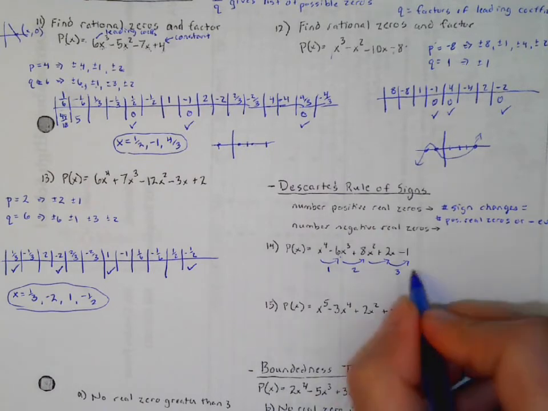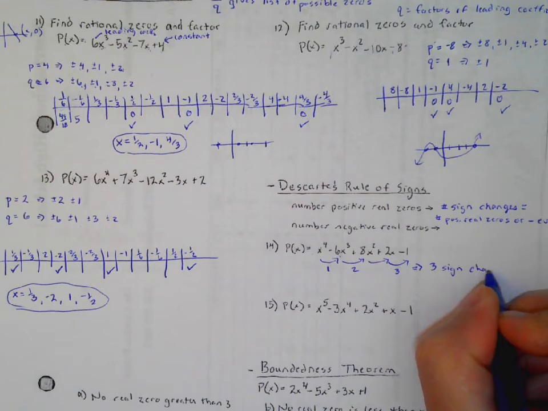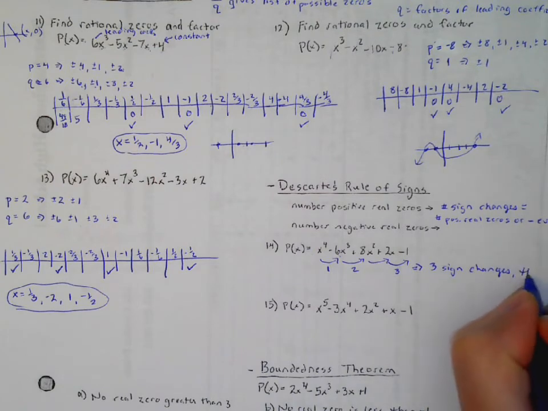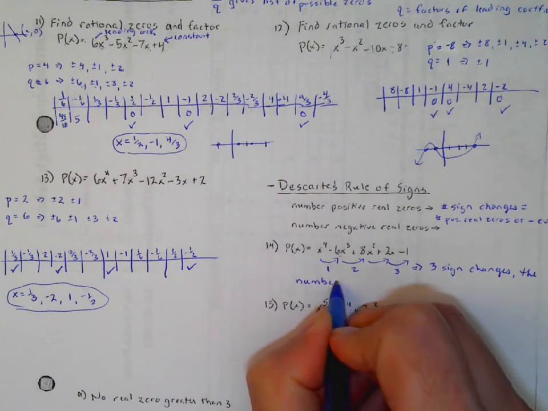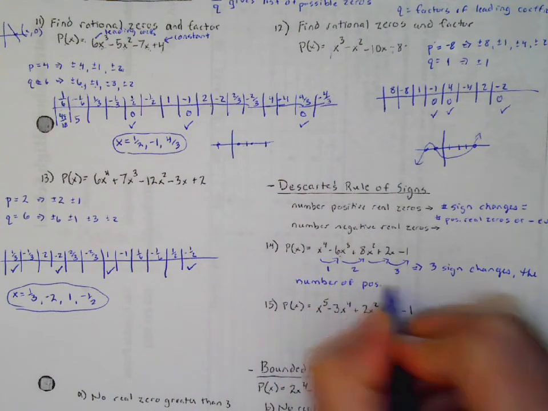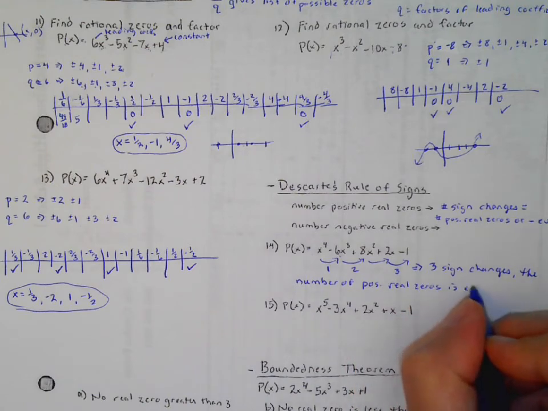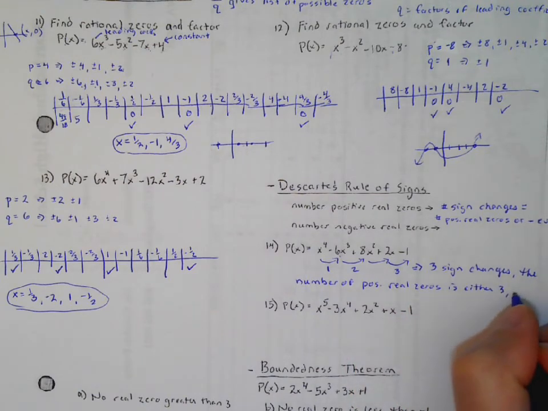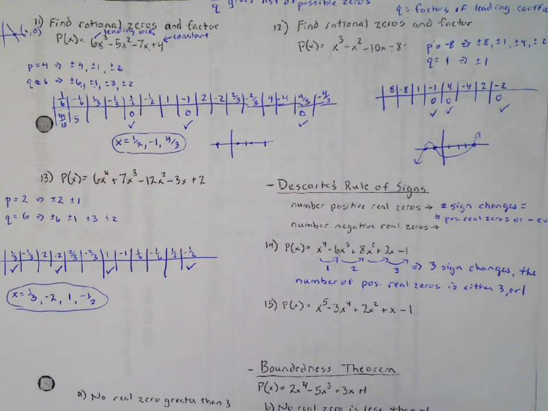Okay, so this is saying since there's three sign changes, the number of positive real zeros is either 3, or if I do minus an even number, so 3 minus 2, an even number is 2, 3 minus 2 is 1. Okay, so there's either 3 or 1 positive real zeros there.